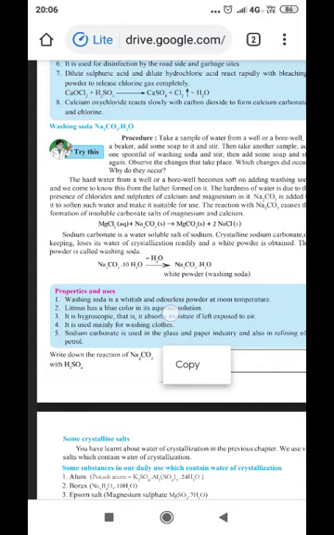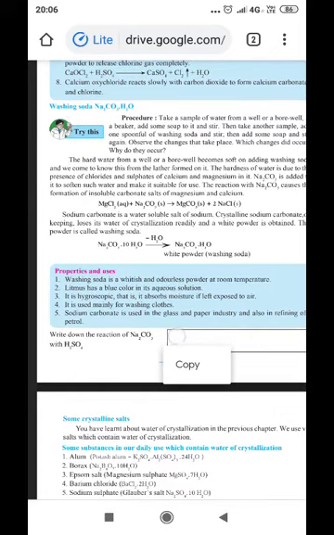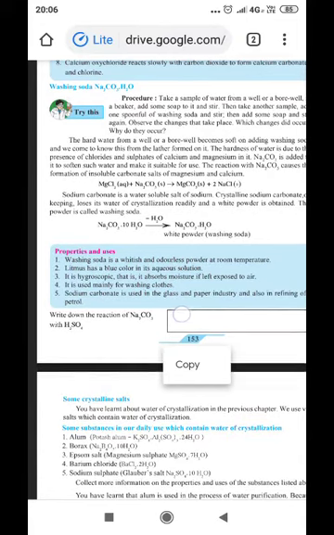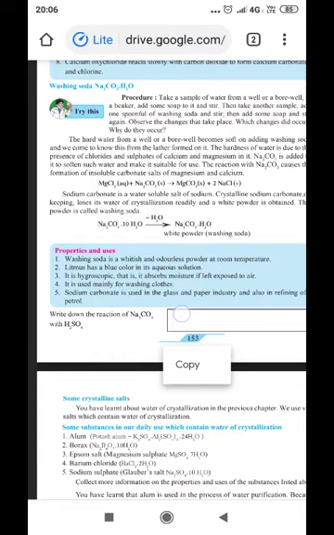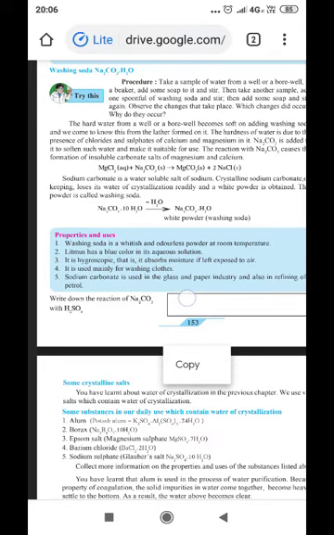We come to know this from the lather formed on it. The hardness of water is due to the presence of chlorides and sulfates of calcium and magnesium in it. Sodium carbonate is added to it to soften such water and make it suitable for use. The reaction with sodium carbonate causes the formation of insoluble carbonate salts of magnesium and calcium. Magnesium chloride in aqueous form and sodium carbonate form magnesium carbonate plus sodium chloride.